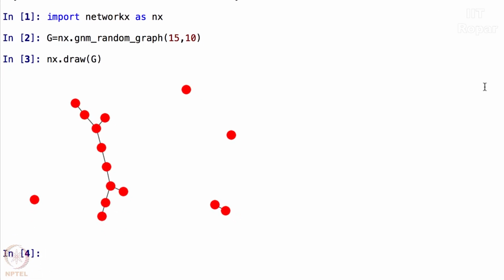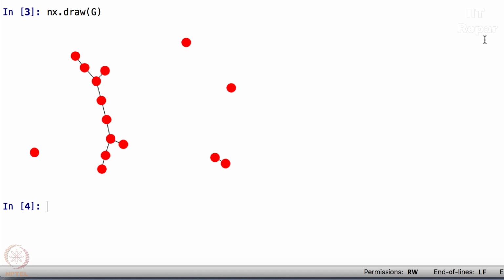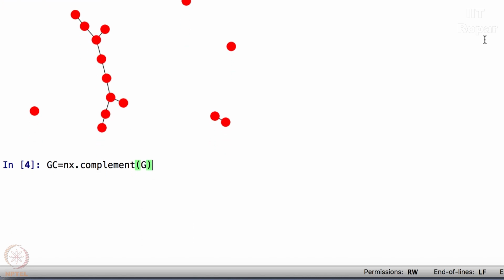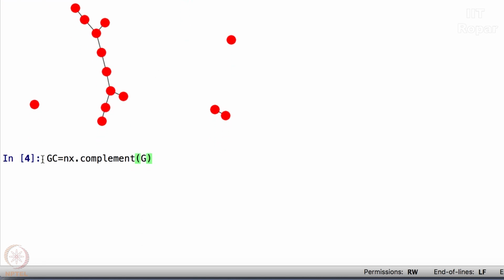Do you see that the graph is disconnected? Now, let us check the complement of this graph. So GC, let me name it as GC, is equal to nx.complement(G), which is the command. Do you see the command here? It is GC equals nx.complement of G. The complement has got created.